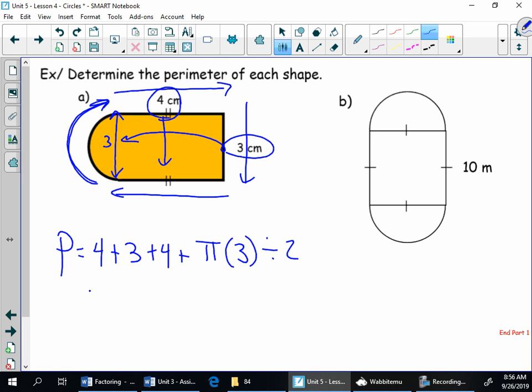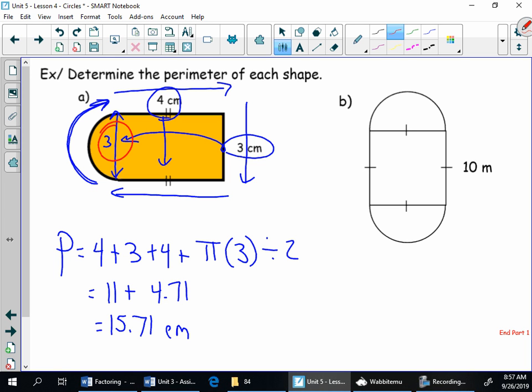If I add all these things together, I get 4 plus 3 plus 4. That's 11, plus pi times 3 divided by 2 is 4.71. And add that together, I got 15.71 centimeters. Now notice I didn't add another 3. The 3 is on the inside of the shape. So I used it to find the curved surface, but I didn't actually add it in because it's not part of the perimeter.